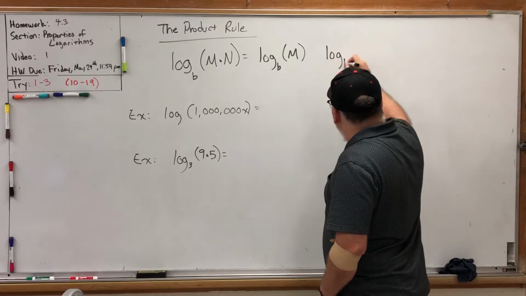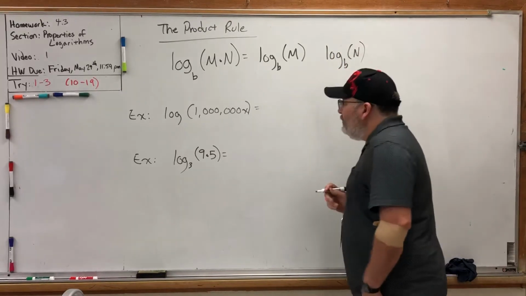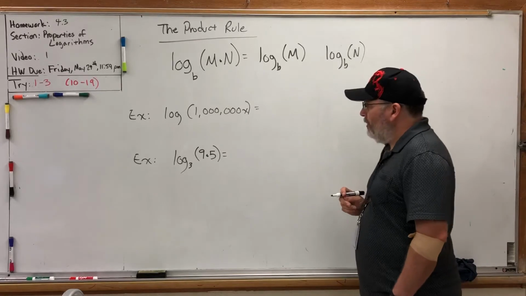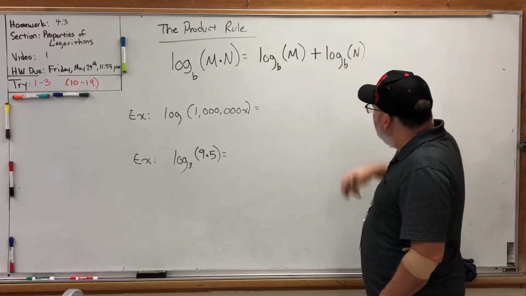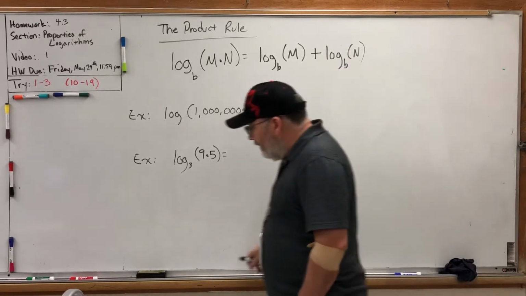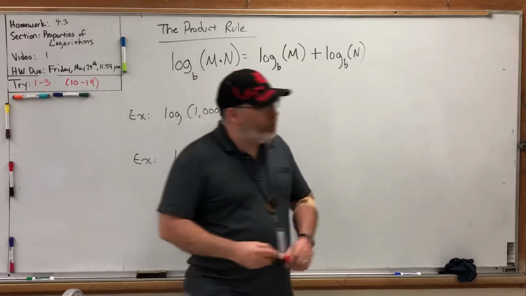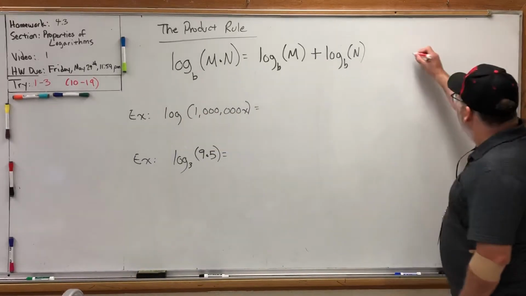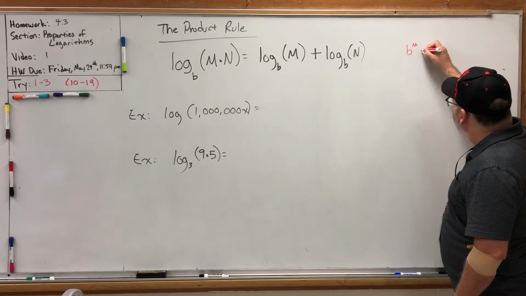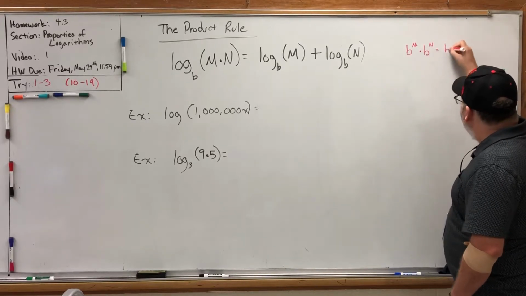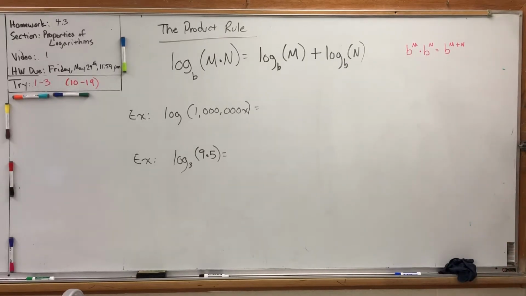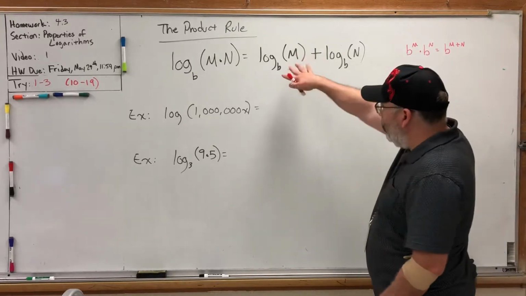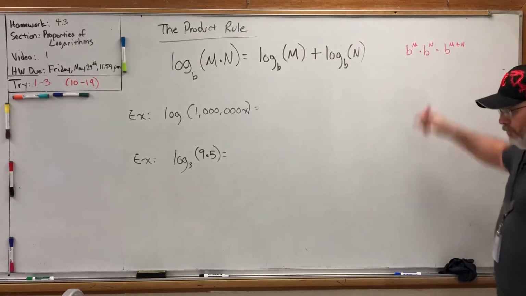But here's the catch. When you use the product rule on the log of a product, you get a sum of logs. This is kind of the logarithmic version of the exponent rule that says b to the m times b to the n equals b to the m plus n. Most exponent rules have a version for logarithms. This is the logarithm version of the addition rule for exponents.